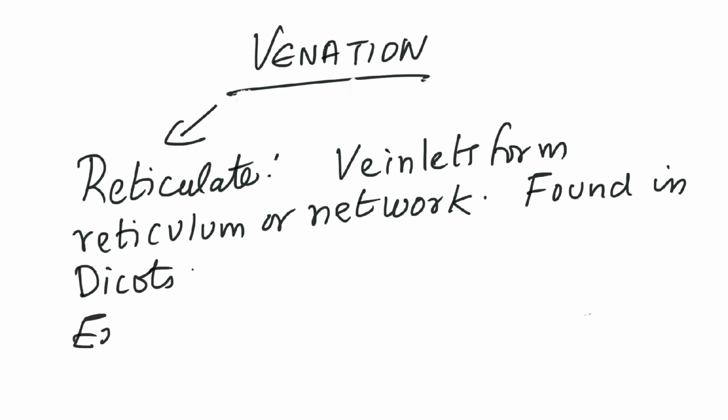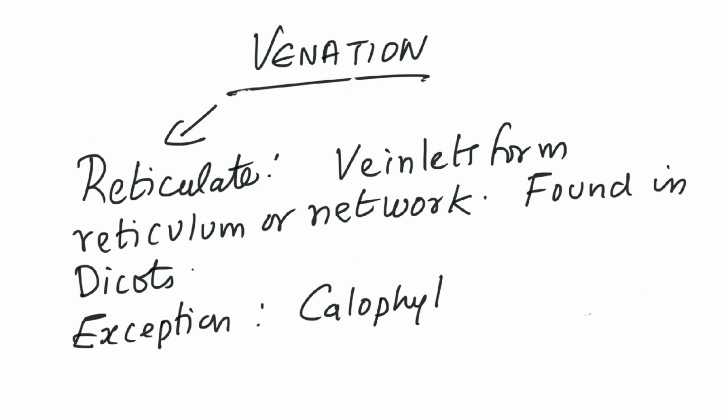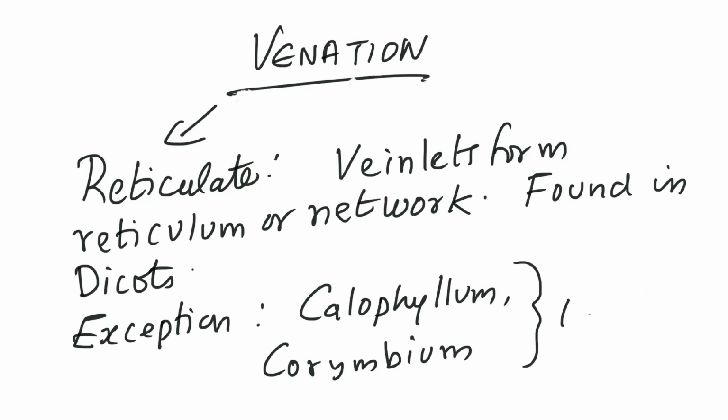So that's an important point about reticulate venation, and such venation is usually found in dicots. But even though that's the case, there are cases in monocots which have reticulate venation, like Calophyllum and Corymbium. So note that point: Calophyllum and Corymbium, two monocots which show reticulate venation. So that's an important point.